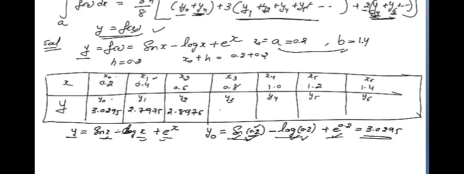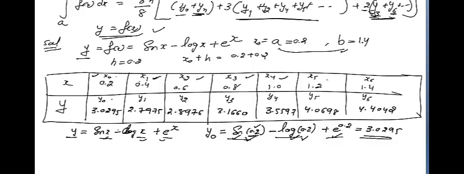So y3 you have 3.1660, y4 you have 3.5597, y5 you have 4.0698, and y6 you have 4.4042. Now students, you got all the values. These are the values of x.